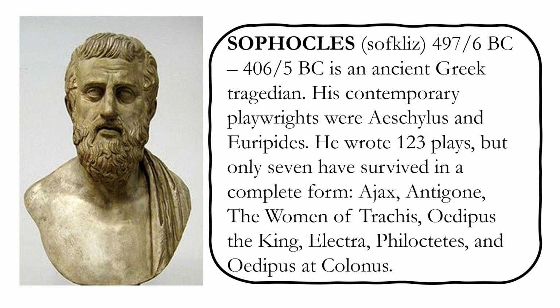Sophocles is an ancient Greek tragedian. His contemporary playwrights were Aeschylus and Euripides. He wrote 123 plays, but only 7 have survived in complete form: Ajax, Antigone, The Women of Trachis, Oedipus the King, Electra, Philoctetes, and Oedipus at Colonus.